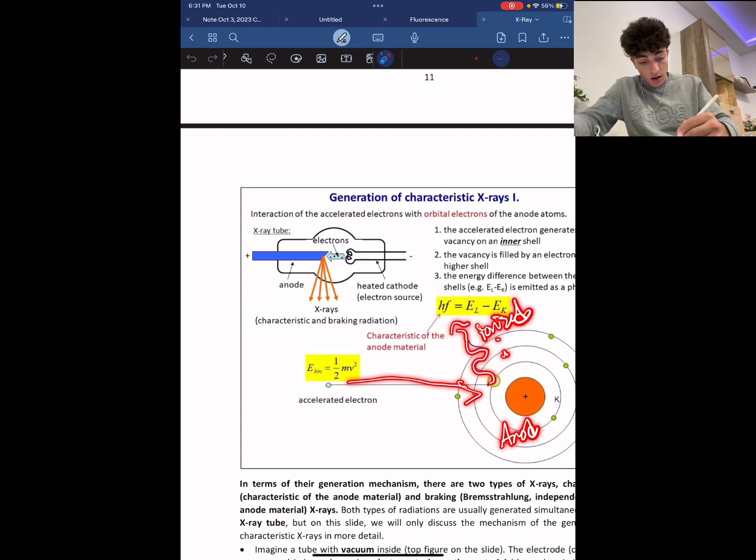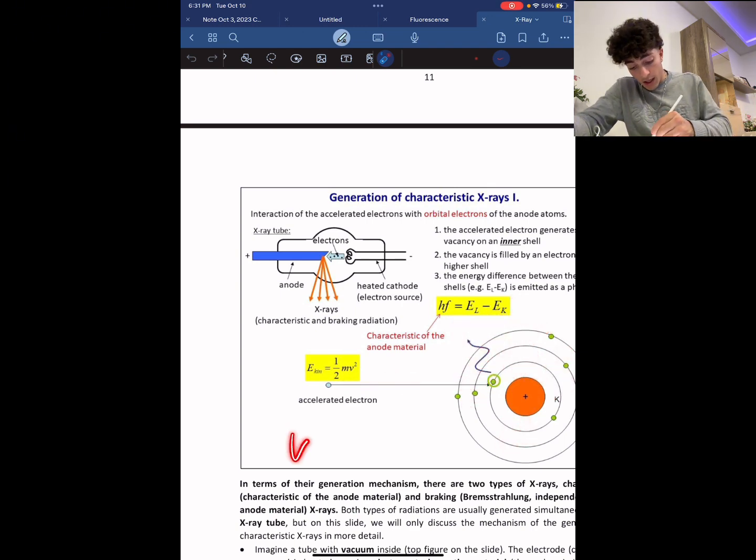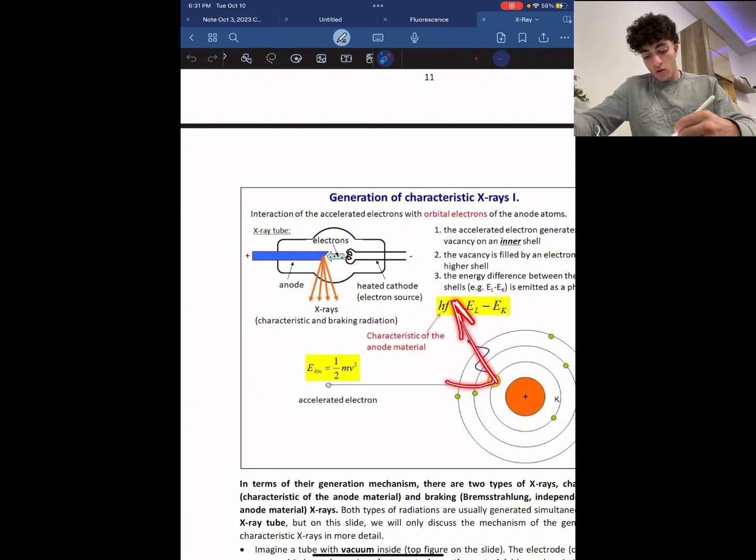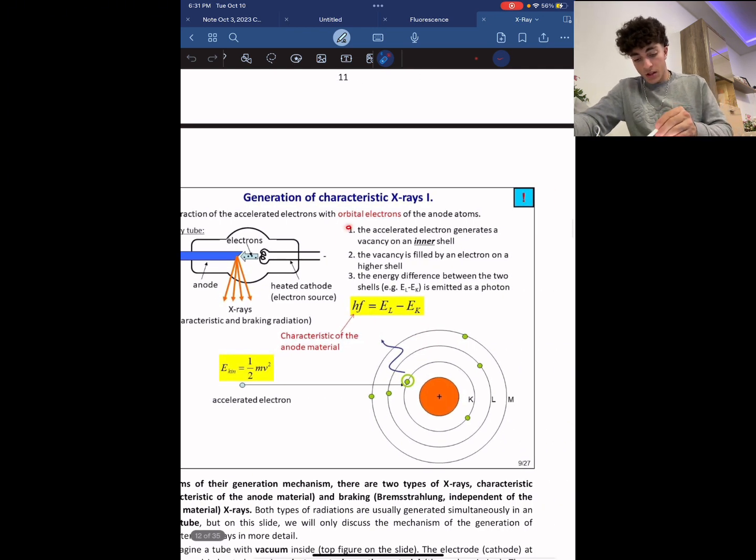And what happens? It turns into kinetic energy, okay? Which equals what? KE equals half mv squared. Okay? Then, once this happens, since this has so much potential and so much energy, this creates what? This creates an X-ray, or sometimes a gamma ray. Okay? These are the steps, 3 steps.